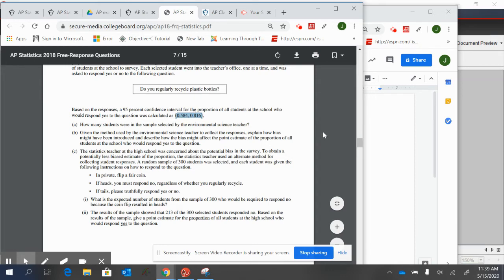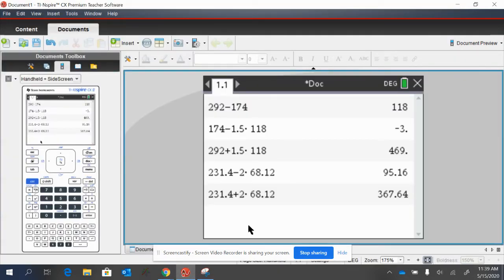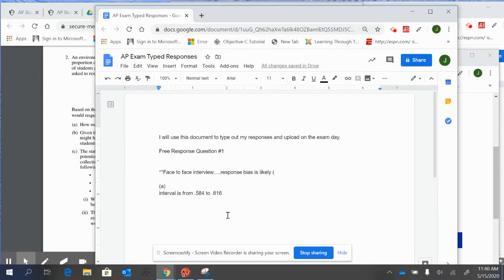0.584 to 0.816. Okay, so the interval is from 0.584 to 0.816. Okay, so the first thing I'm going to do is grab my calculator. 0.816 minus 0.584, 0.232. So the width is 0.232. Subtract those. Now our margin of error is actually half of that, so 0.116. All right.